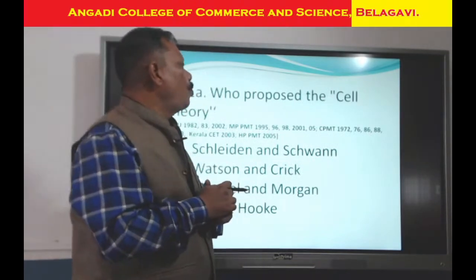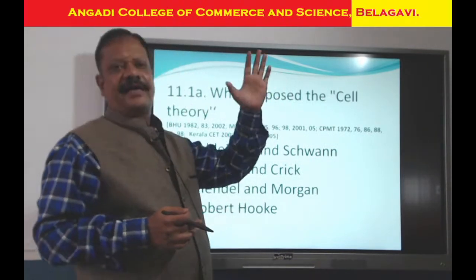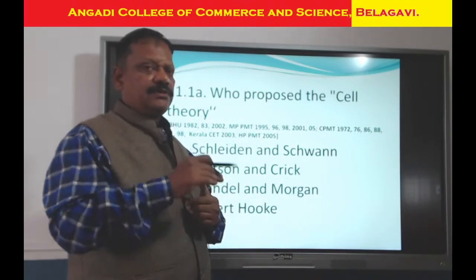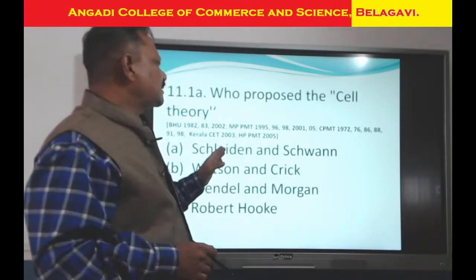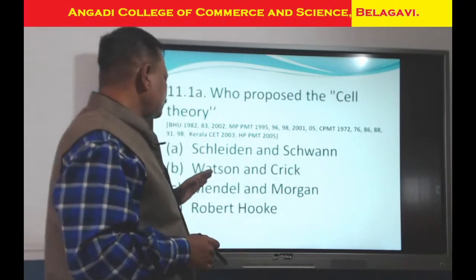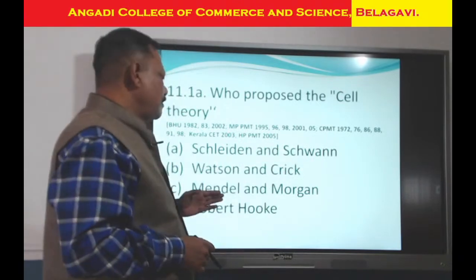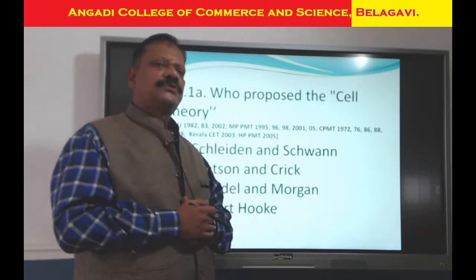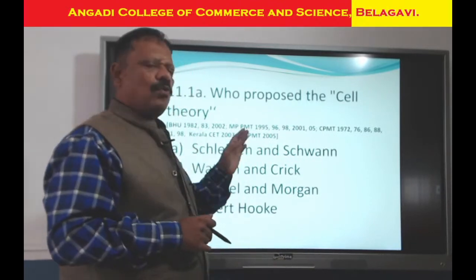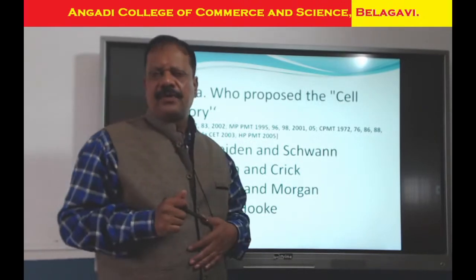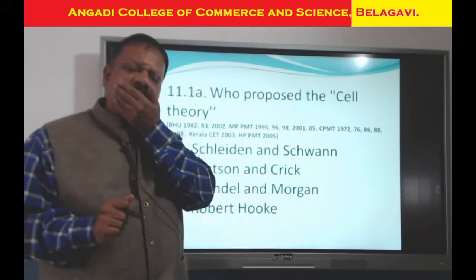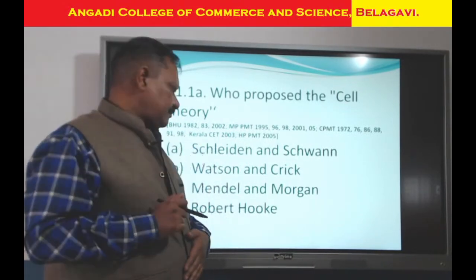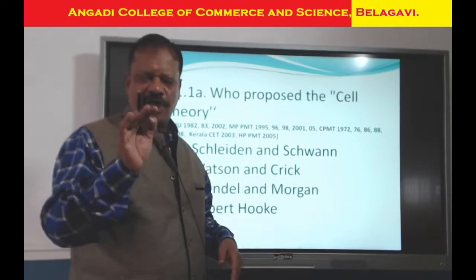See here, who proposed the cell theory? The cell theory was proposed by whom? We'll go to the options here. Schleiden and Schwann, Watson and Crick, Mendel and Morgan, then Robert Hooke. If you want the details, you can go through them. Robert Hooke found the compartments in the cork cell and called it a cell. So, Robert Hooke is not the right answer.